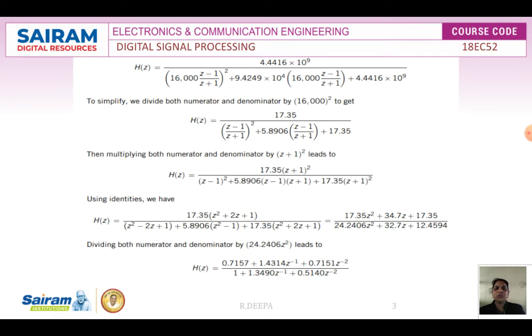So this is how we are able to generate the transfer function of the digital IIR filter using bilinear transformation. This final transfer function expresses the digital IIR filter obtained using bilinear transformation.